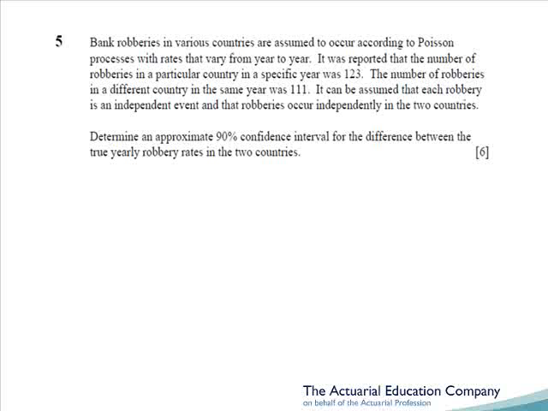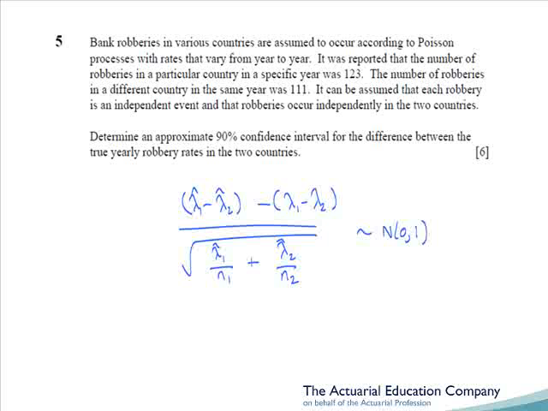Now on to question 5, where we have 2 Poisson processes, and we're getting a 90% confidence interval for the difference between them. This marks the first time that a 2-sample Poisson confidence interval has been tested. So presumably you would have just recalled the formula from Chapter 11, and then applied it.